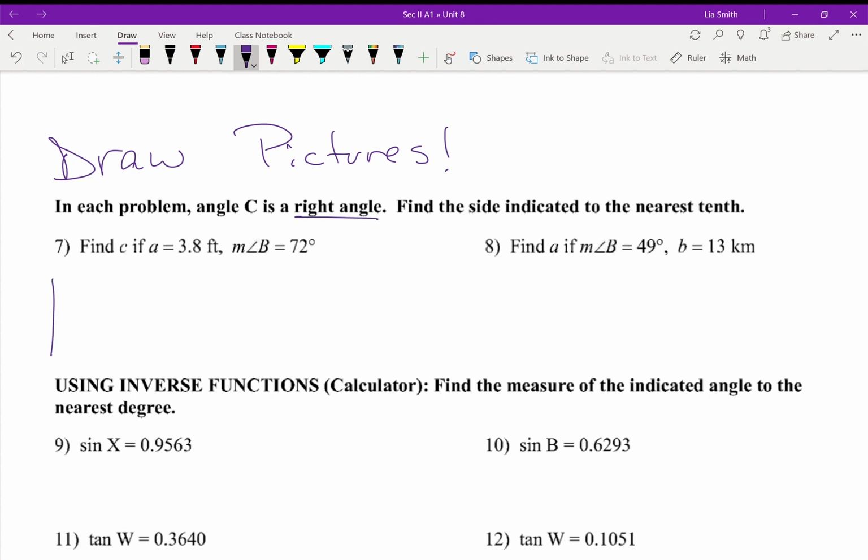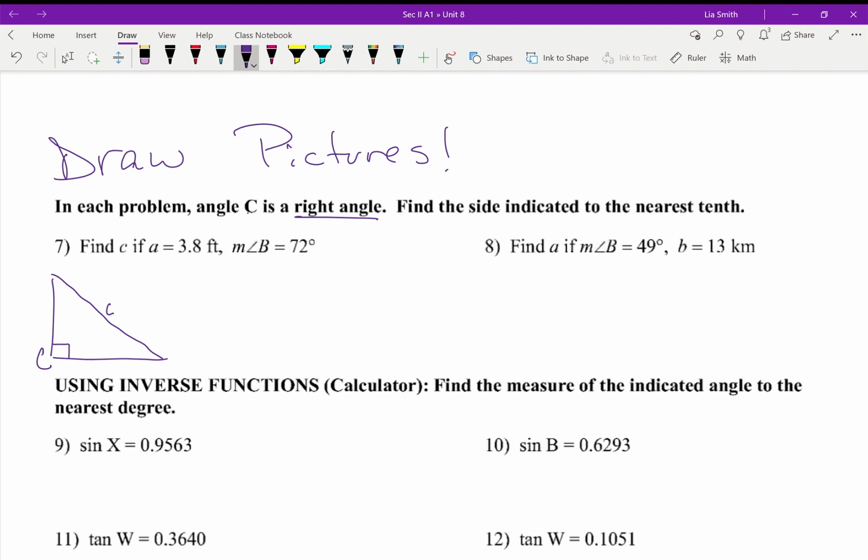So we need to draw a right triangle. It doesn't actually matter what your right triangle looks like. We're going to fill in the pieces as we know them. Remember that C is always the right angle. So if this angle is C, and you mark the angles with uppercase letters, then this side length there is also c, which is the hypotenuse.